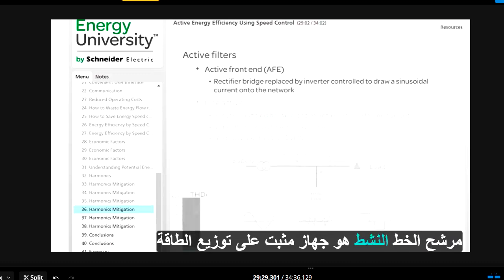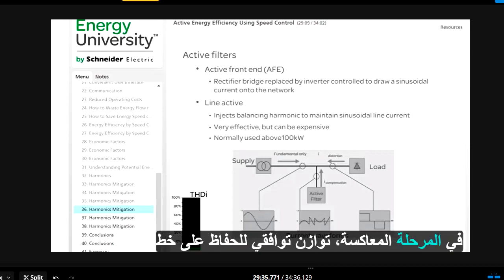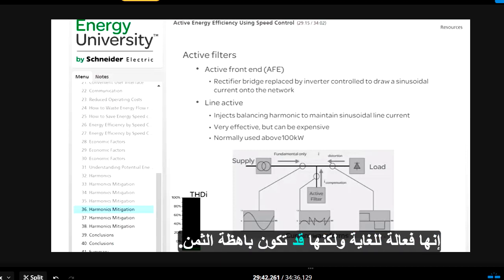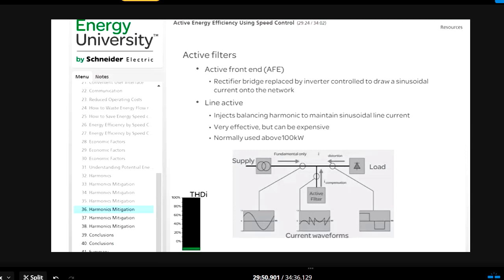A line active filter is a device installed on the power distribution network that senses harmonics and injects in opposite phase a balancing harmonic to maintain a sinusoidal line current. They are very effective, but can be expensive. They are normally used above 100 kilowatts and can reduce THDI to under 5%.